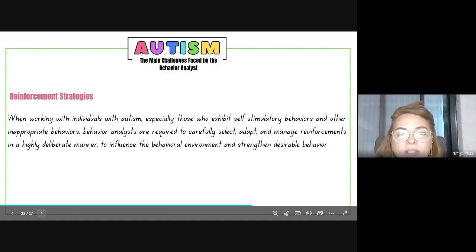Reinforcement strategies. When working with individuals with autism, especially those who exhibit self-stimulatory behaviors and other inappropriate behavior, analysts are required to carefully select, adapt, and manage reinforcement in a highly deliberate manner to influence the behavioral environment and strengthen desirable behavior.